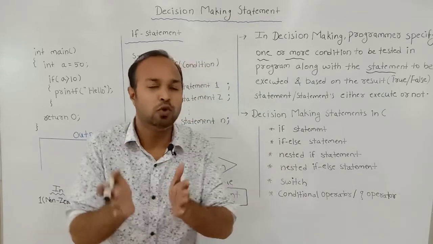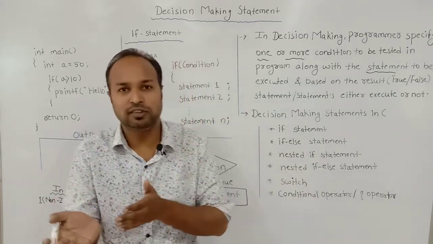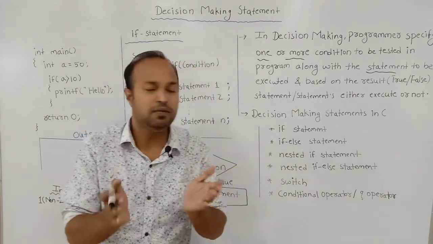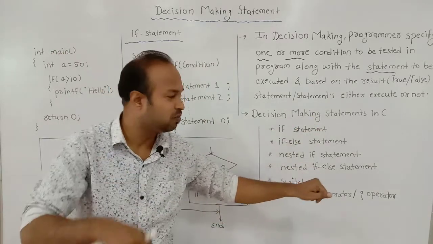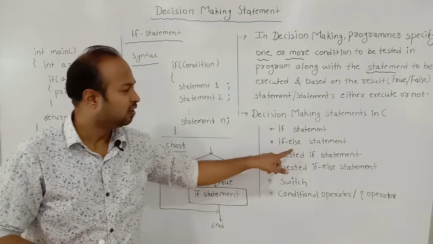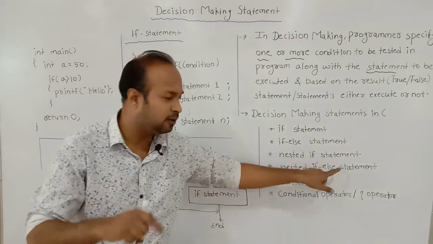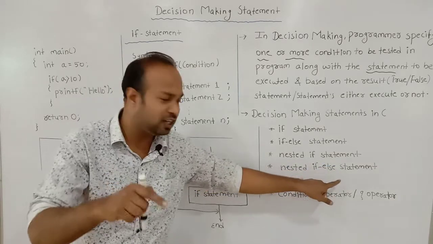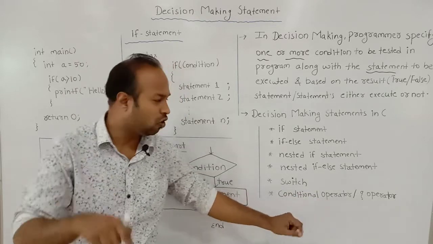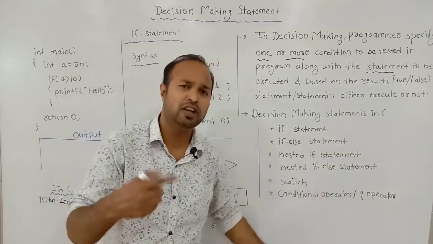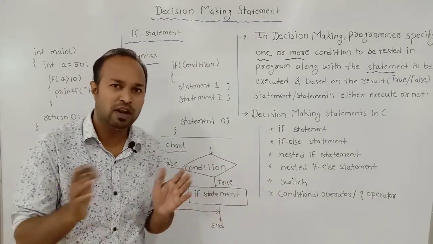If the condition is true, then our statement will execute, and if the condition is false, then our statement will not execute. And there are the following types of decision making statements in C. First is the if statement, second if else statement, next is nested if statement, then nested if else statement, then switch statement, and conditional operator. Conditional operator is also called question mark operator or ternary operator. We will study all decision making statements one by one.